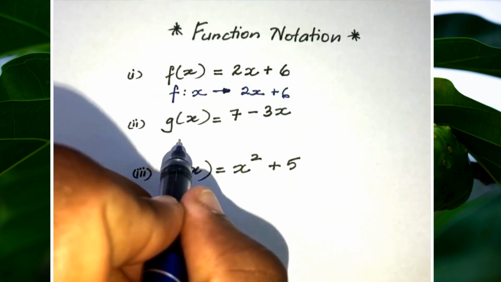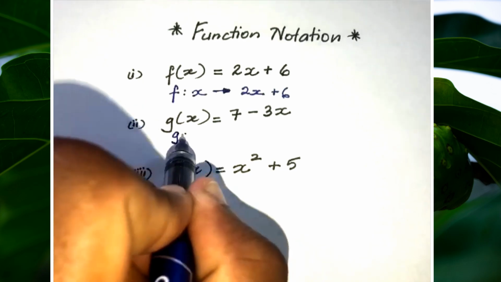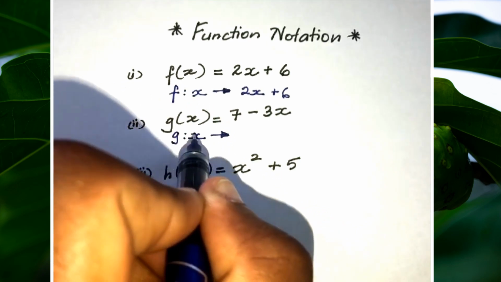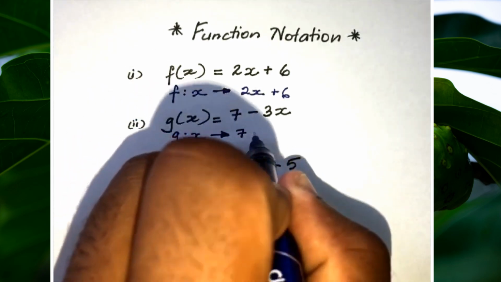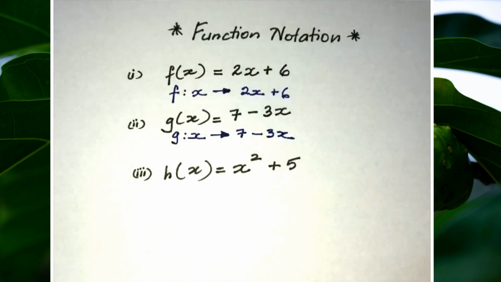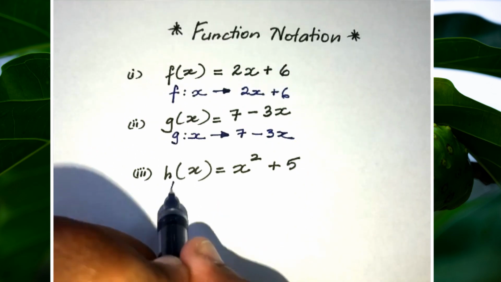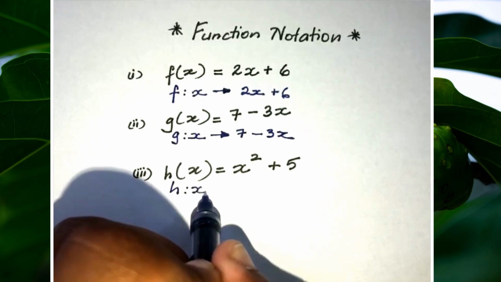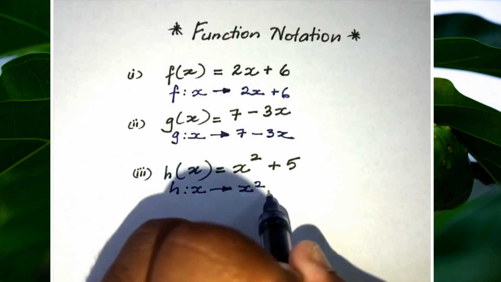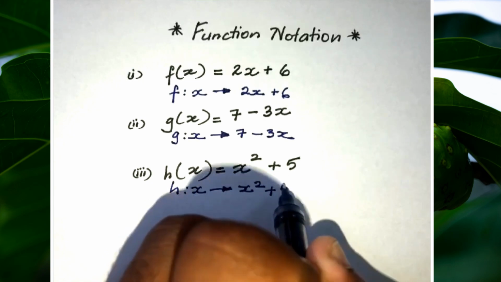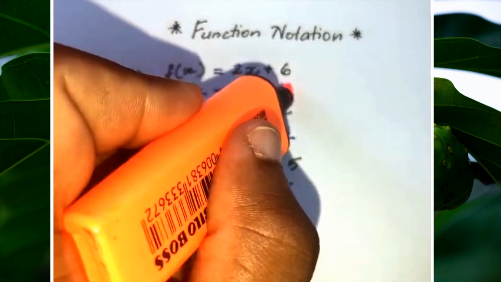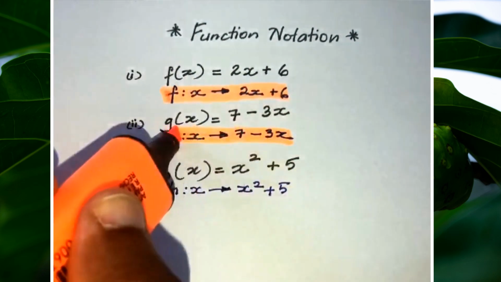This one now. g colon x and a little arrow that tells us what g is going to do with x. Going to have 7 and then subtract 3 times x from it. Same thing with h. h, the colon, x, the arrow. And then the process that x will go through in the function h. So these are just ways that we can represent or write a function. And that's why we call them function notation.